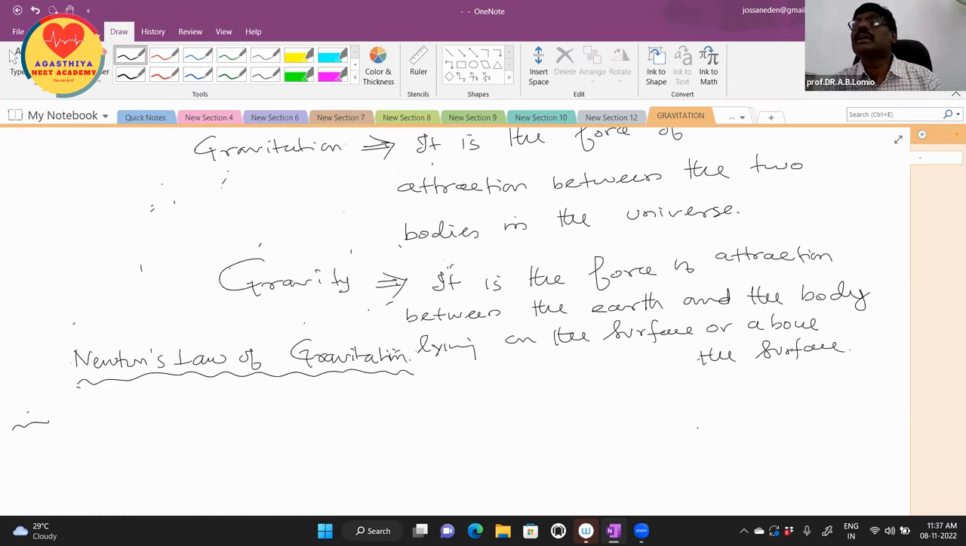The law of gravitation is used to find out the force of attraction between any two bodies in the universe. According to the law of gravitation, every body in the universe attracts every other body with a force which is directly proportional to the product of the masses of the two bodies and inversely proportional to the square of the distance between the two bodies. I will write the definition.